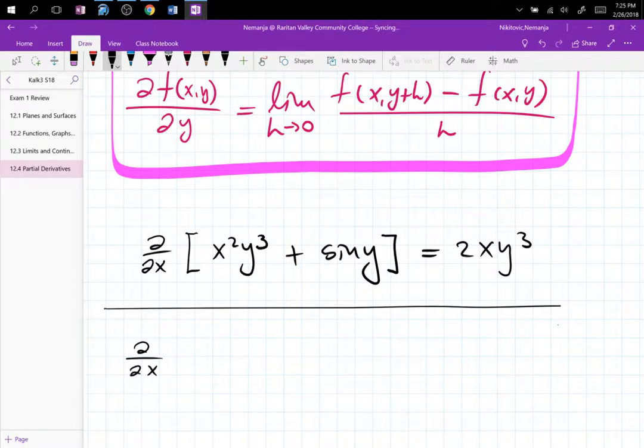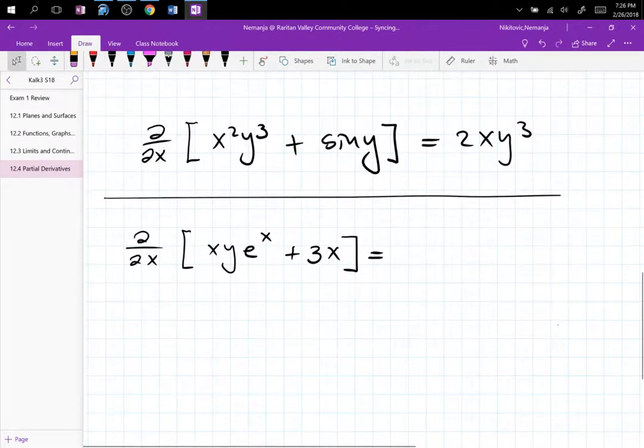Partial derivative with respect to x of xy e to the x plus 3x. What do you think we're going to do now? Anyone?